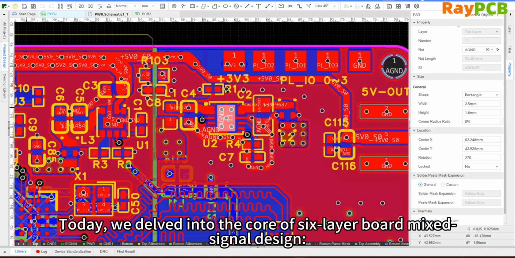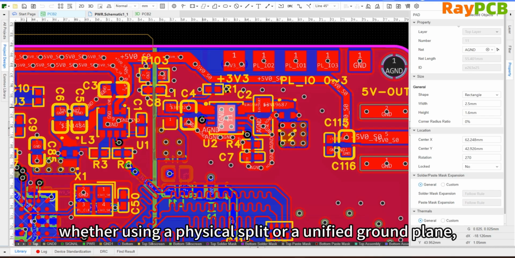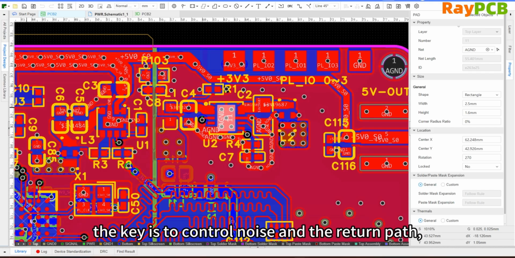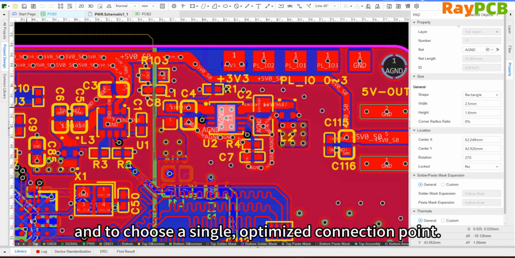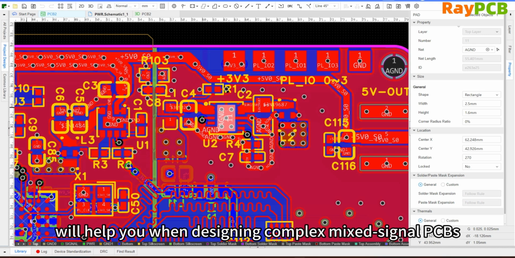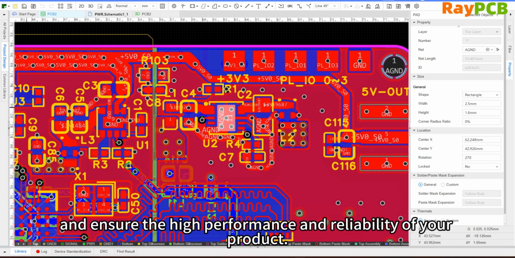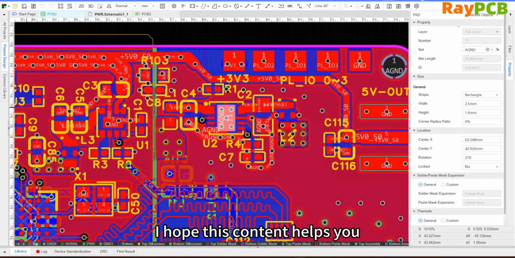Today we have delved into mixed systems on 6-layer boards and some strategies for separating and connecting analog and digital grounds. We have learned that whether it is physical separation or a unified ground plane, the key lies in noise suppression and current flow, and in choosing a single optimized connection point. Mastering these techniques will help you when designing complex mixed signal PCBs to effectively suppress interference and ensure high performance and reliability of your products.